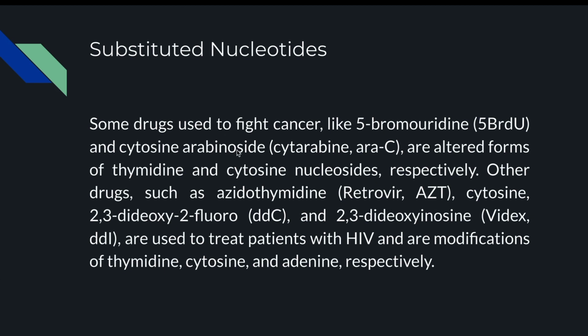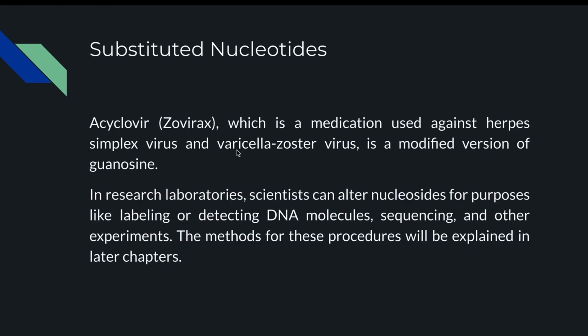Some drugs used to fight cancer, like 5-bromouridine and cytosine arabinoside, are altered forms of thymidine and cytosine nucleosides respectively. Other drugs, such as azidothymidine, 2,3-dideoxy-2-fluoro, and 2,3-dideoxyinosine, are used to treat patients with HIV and are modifications of thymidine, cytosine, and adenine, respectively. Acyclovir, which is a medication used against herpes simplex virus and varicella zoster virus, is a modified version of guanosine.